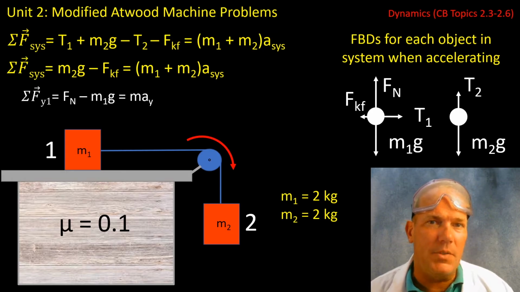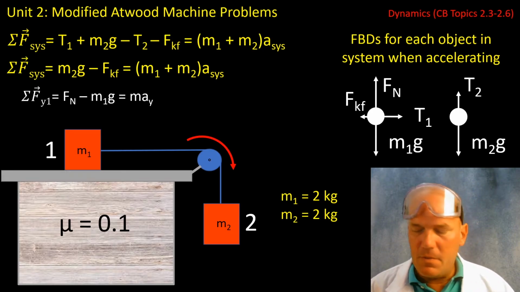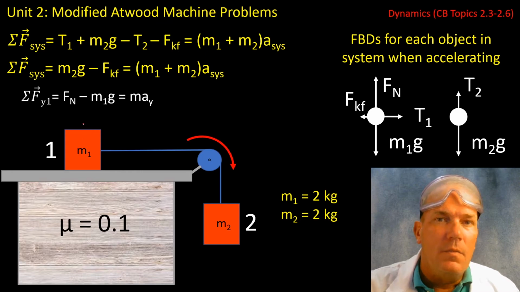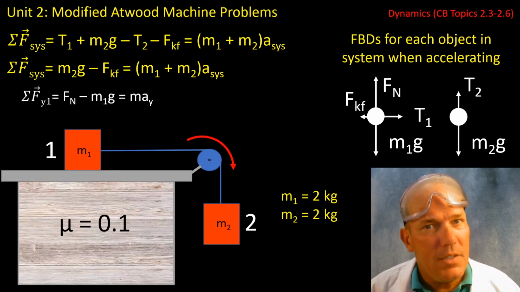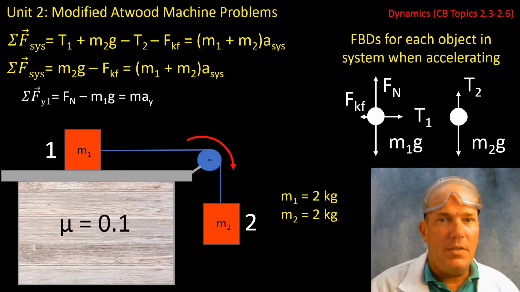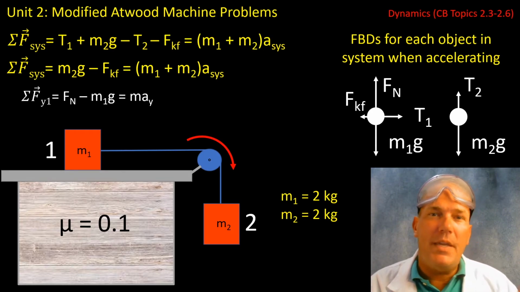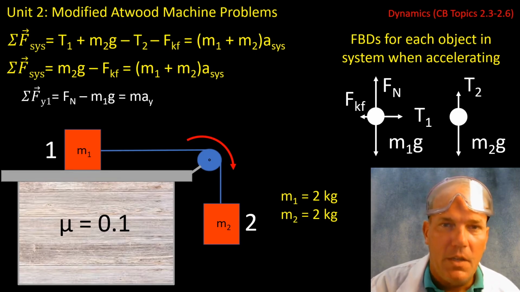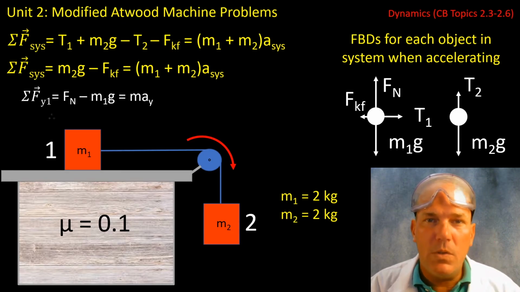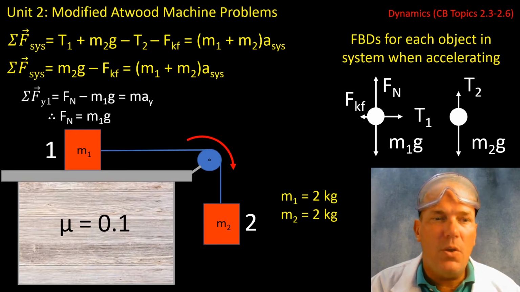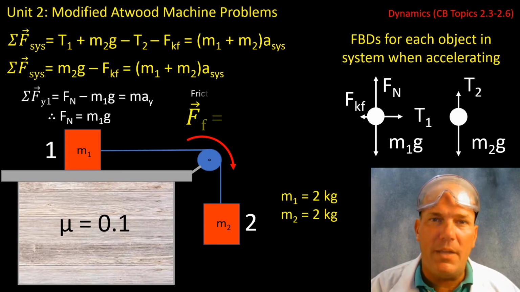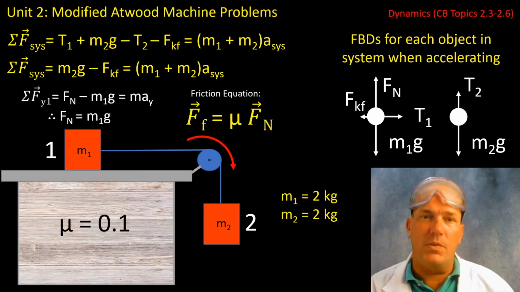misconception in these problems. Many students believe that the vertical forces acting on mass 1, the object that is on this horizontal surface, don't play a factor. Well, actually, they do. They do because remember how we calculate the force of friction. For an object on a horizontal surface, if we sum the forces vertically, we can show that force normal is equal in magnitude to the force of gravity.